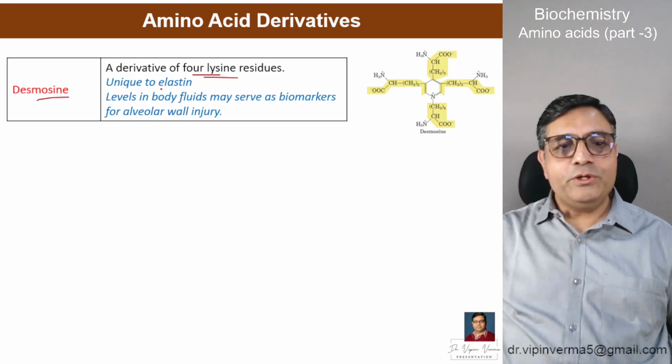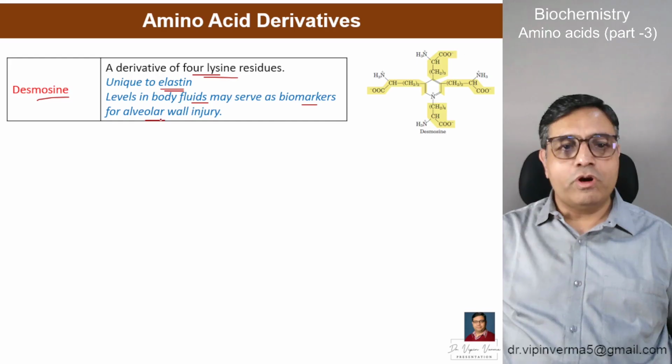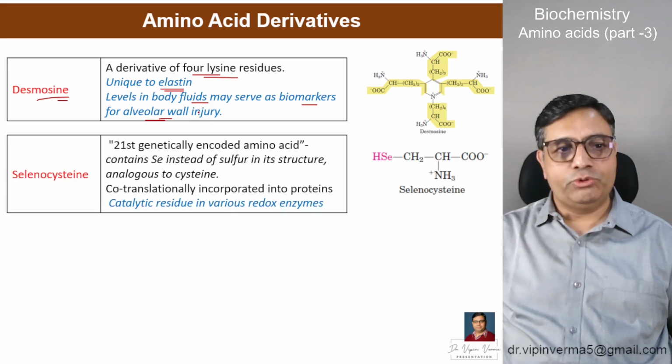Now this is very unique to elastin. It is just found in elastin only. All right, and its levels in the body fluids may serve as a biomarker for alveolar wall injury because of some other reasons or some illness. If some alveolar wall injury is suspected, then the desmosine levels are determined, and they correlate with the alveolar wall injury.